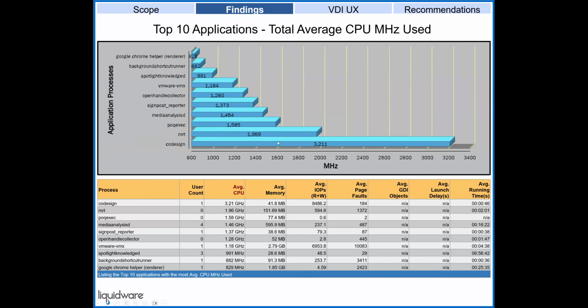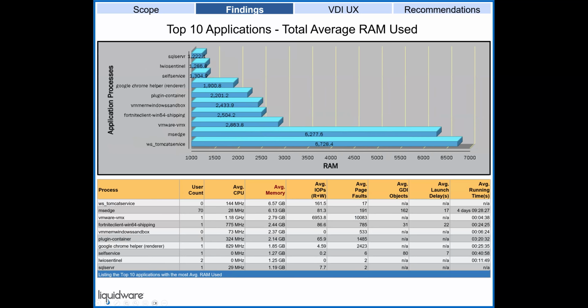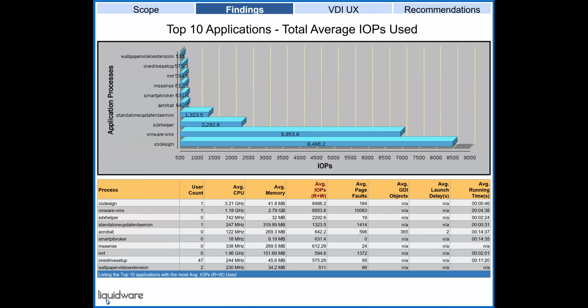So if I wanted to find out where is all my CPU going, codesign is actually one of my high consumers here, followed by MRT, POQ exec, and some other fun stuff. If I want to understand where my memory is going, I can see it's actually Tomcat and Edge that are consuming the most of it. So if I want to reduce that memory consumption and CPU consumption, that's a couple of places that I can go and start tackling first.